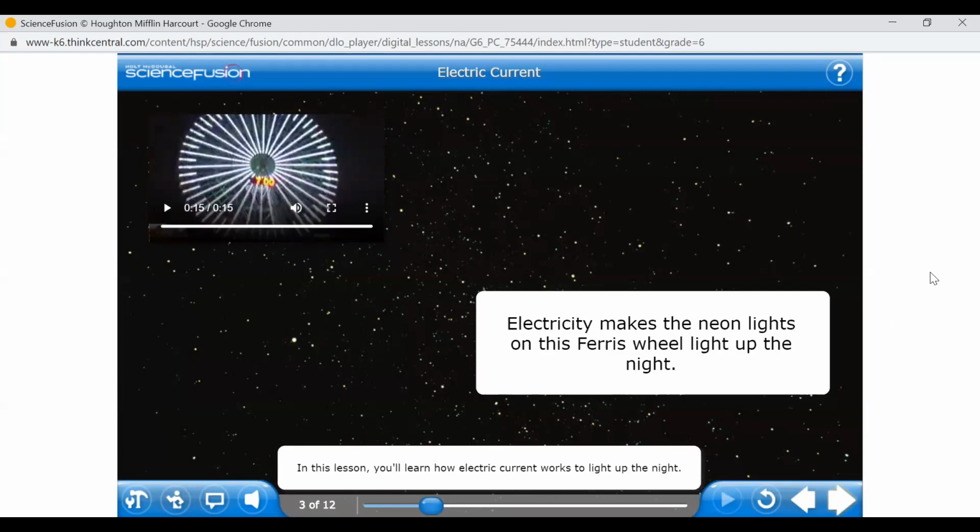And instead of clicking on each vocabulary word from that last slide, I'm just going to have each term introduced through this digital lesson.